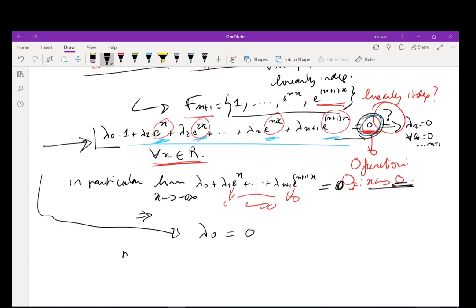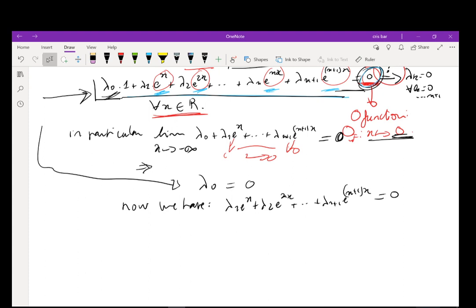That means that now we know that, well, what's left in my equality here is that lambda 1 e of x plus lambda 2 e of 2x plus ... plus lambda n plus 1 e of n plus 1 x is equal to 0. Okay, I just got rid of the first one, the lambda 0 here. Right, so this is what we have. What we can do is we can factor with e of x. We get e of x times lambda 1 plus lambda 2 e of x plus lambda 3 e of 2x.